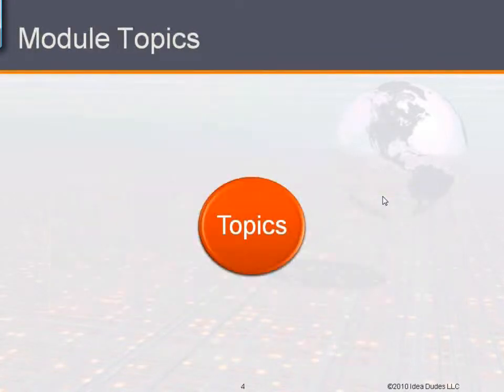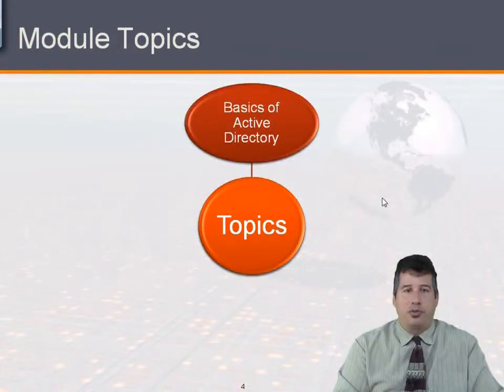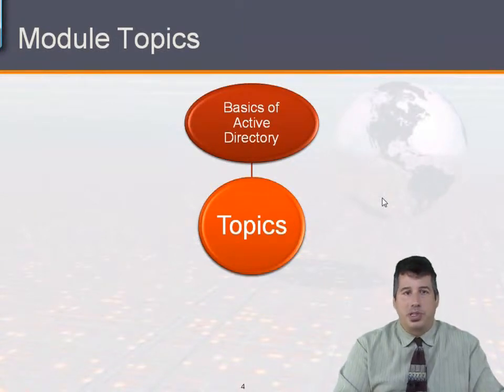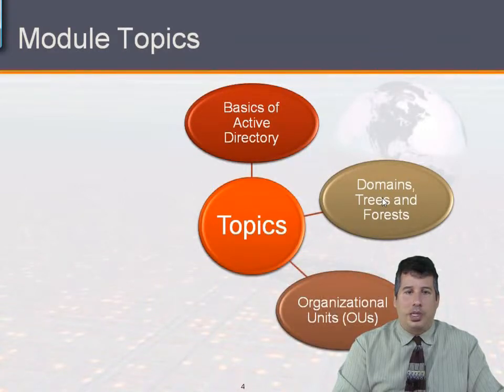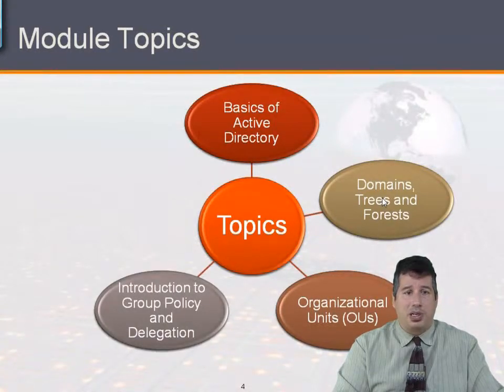Let's get started. So we're going to talk about the basics of Active Directory. We're going to look at what a directory service is and how they work and how it correlates to Windows Server 2003. We're going to look at domains, trees, and forests. And we'll also be looking at the structure. And we'll talk a little bit about sites and services in there. And then organizational units. What are they? How do they work? What do we use them for? Introduction to group policy and delegation. How we can give responsibility to somebody else so we can go play golf.